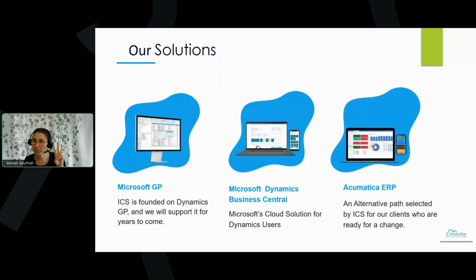ICS represents 3 different ERPs, obviously Microsoft Dynamics GP, which we're here to talk about today, but we also do Business Central and Acumatica ERP. Blah, I can talk. All righty.